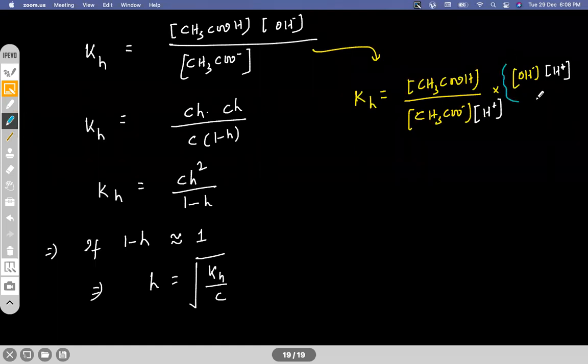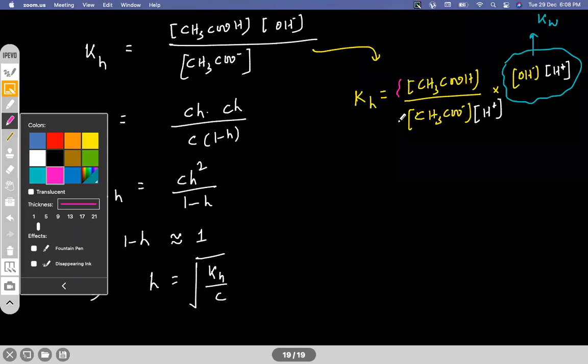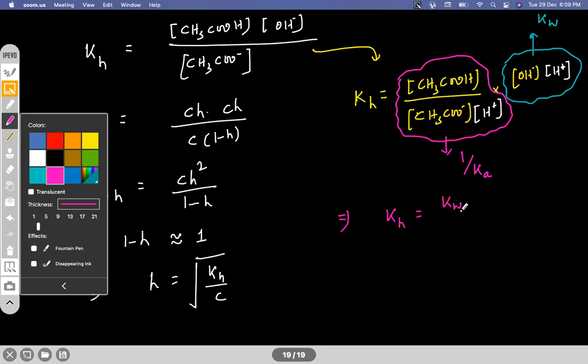Now this entire term, you see here, you can write as Kw. And this expression that you have is 1 by Ka, isn't it? So we can write Kh equals Kw by Ka. Any doubt in this? Tell me, all of you.